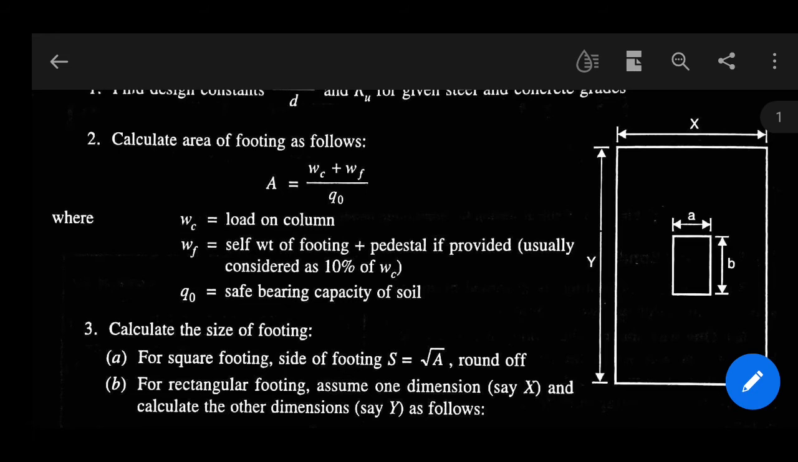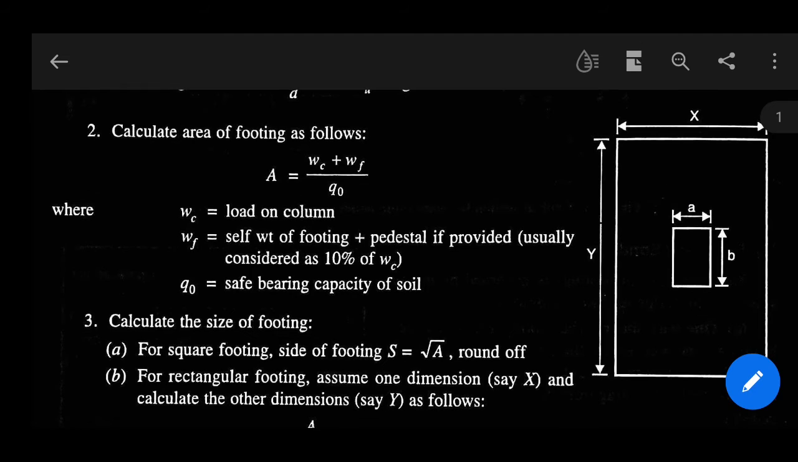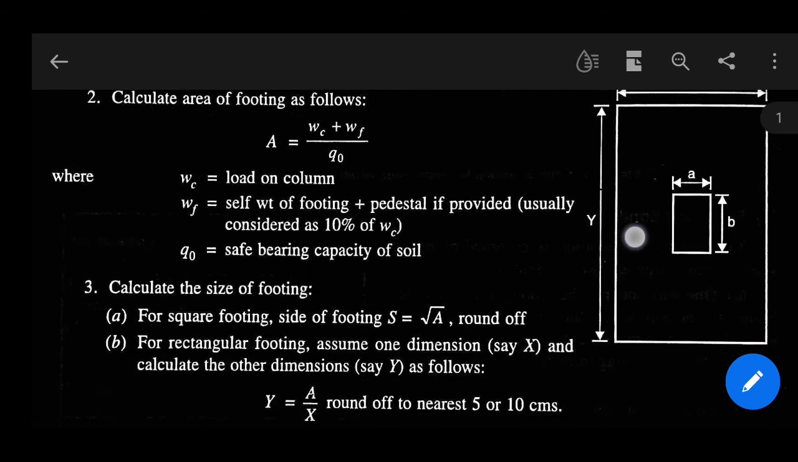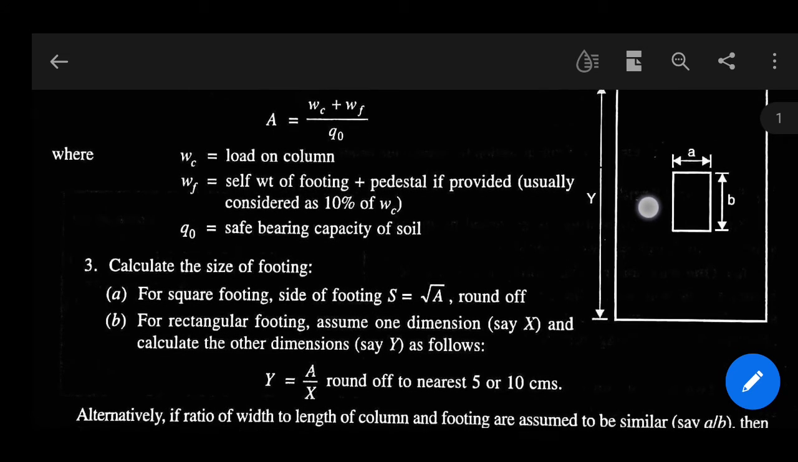So before going to step number 3, I would like to draw your attention to the right side of your screen. Here is a rectangular footing. X is the shorter distance and Y is the longer distance, and at the middle is the base of column. A is the shorter dimension and B is the longer dimension of the column. Okay, so in step number 3, we have to calculate the size of footing.